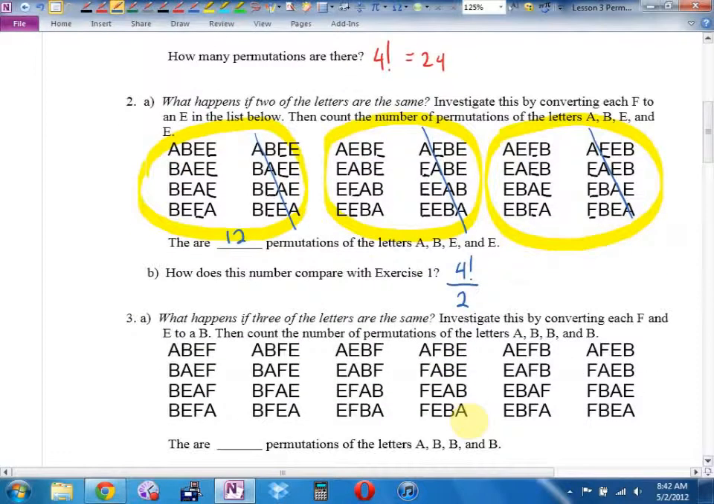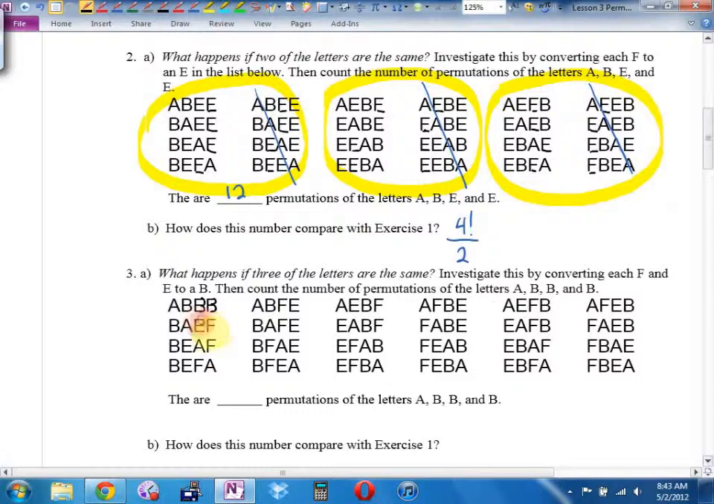What happens if 3 letters are the same? Now the way we're going to do this is we're going to take all of the E's and F's and make them B's, like that, so that we have A, B, B, B. Really quickly do that. Make all of the F's and E's into B's. Take about 30 seconds or so.